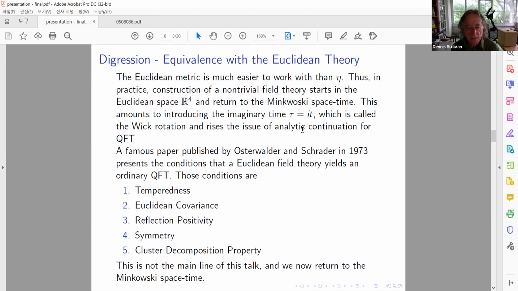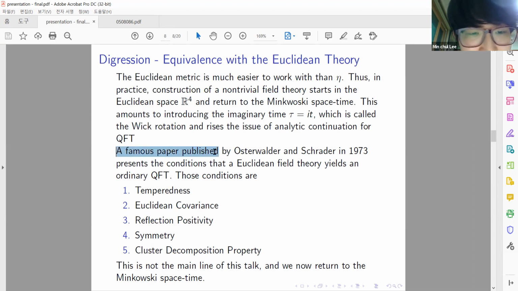I want to get the intuitive ideas. Yes, I can. I can just summarize the famous paper published by Osterwalder and Schrader, and give another talk next week.